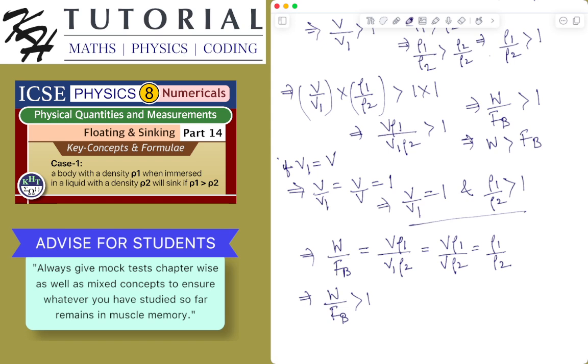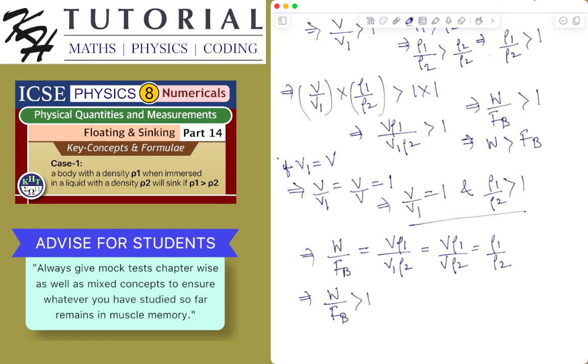Once the body is wholly immersed in the liquid, that is the scenario where the buoyant force will be maximum. The maximum value of the buoyant force will be when the body is wholly immersed. It cannot be more than that.